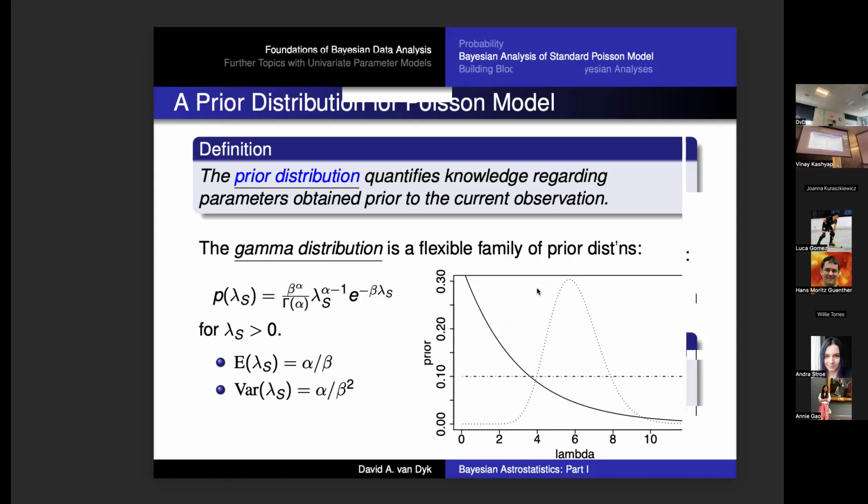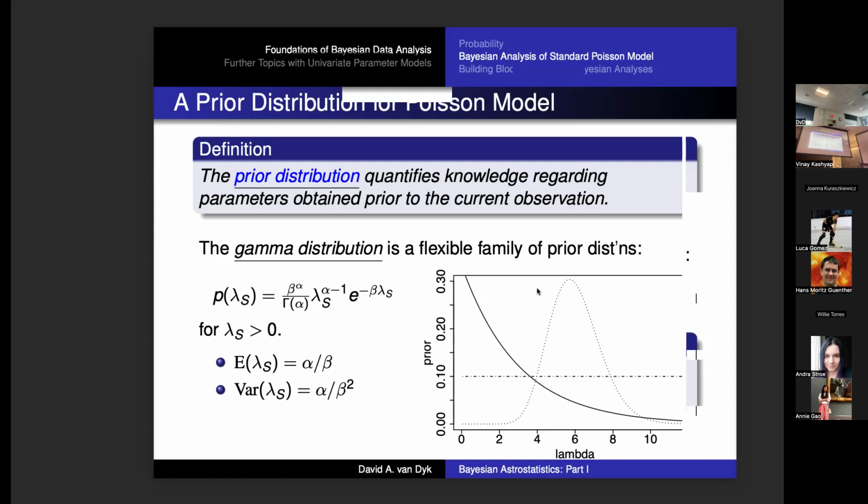So in my Poisson model, we're going to use what's called the gamma distribution. The gamma distribution is a flexible family of prior distributions. I've just plotted a couple of examples. A flat one that looks a lot like, but is not exactly, a uniform distribution, and a very skewed one.